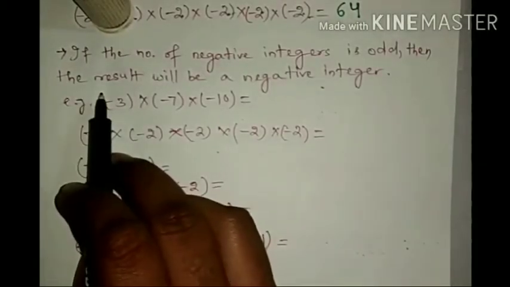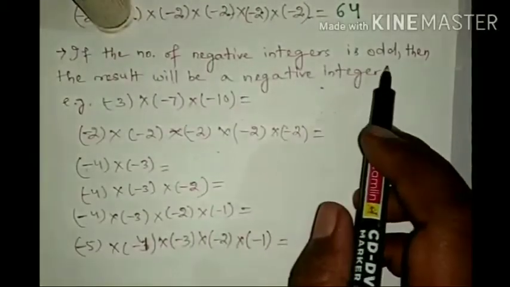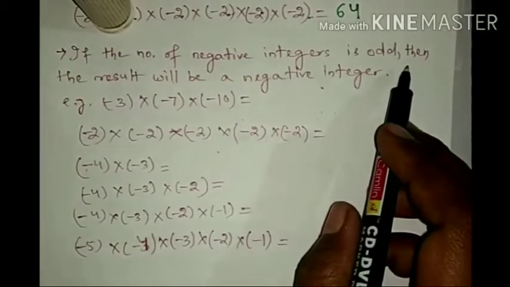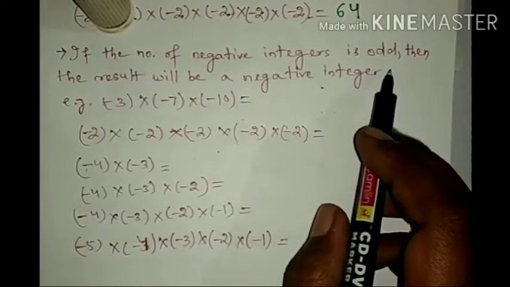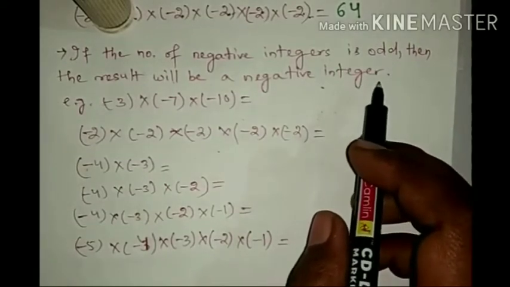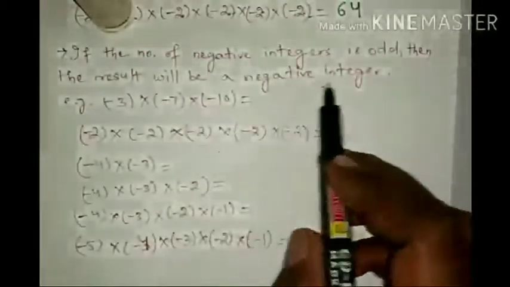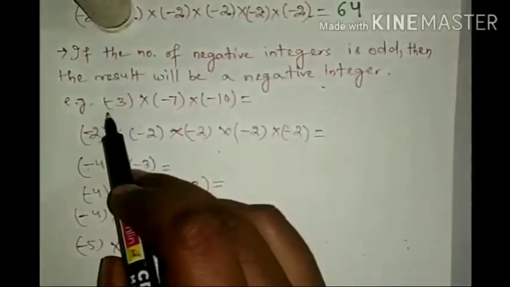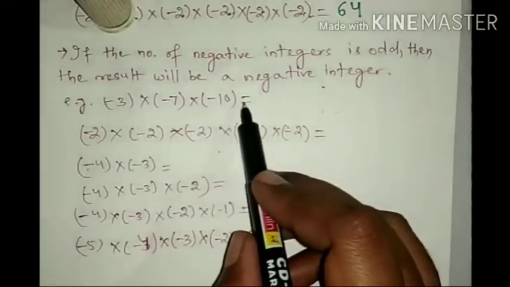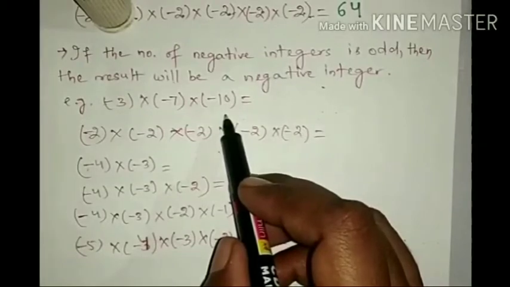The second condition is, if the number of negative integers is odd. If the number of negative integers is odd, meaning there are three negative integers or five or seven negative integers, then the result will be a negative integer. Let's see one example. Minus 3 into minus 7 into minus 10. So a total of three negative integers are there.